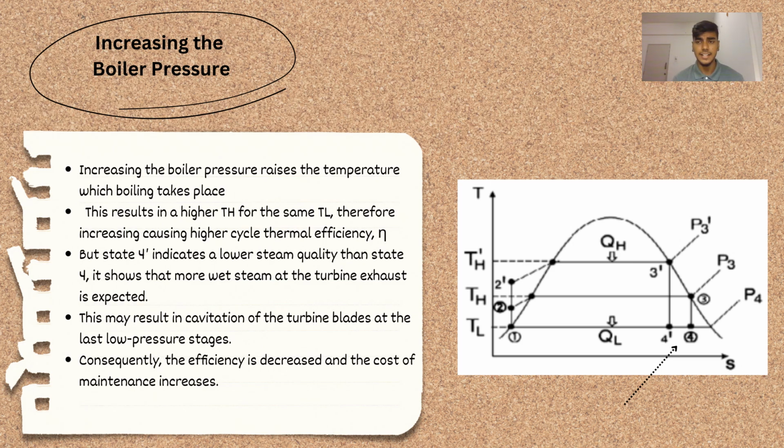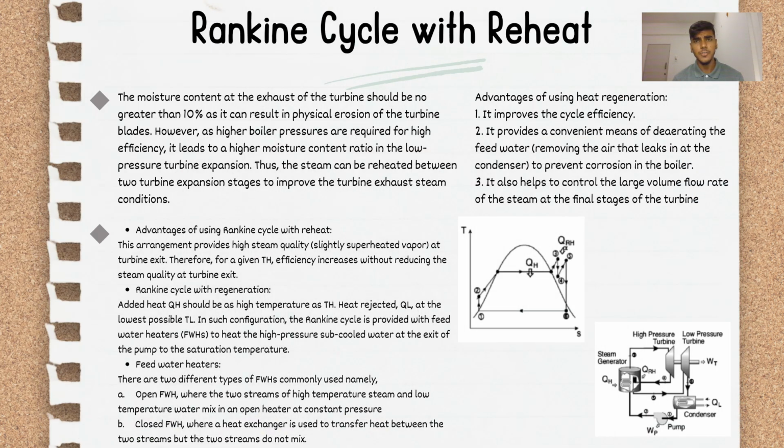But as you can see here, at state 4 prime, it shows that the steam quality is lower compared to state 4. This shows that more wet steam at the turbine exhaust is expected. This may result in cavitation of the turbine blades at low pressure stages. Consequently, the efficiency will be decreased and the cost of maintenance will be increased. Therefore, we came out with another method to improve the efficiency, which is Rankine cycle with reheat.